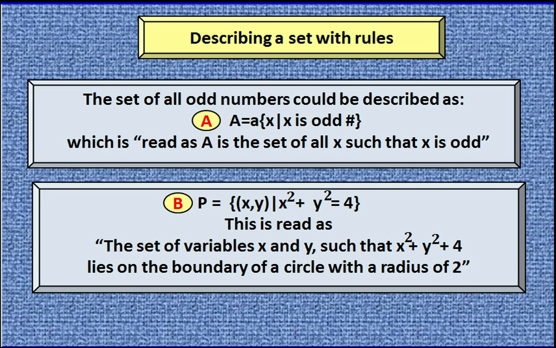The set of all odd numbers could be described by the formula at A, which is read as A is the set of all x such that x is odd. A rule can also be a formula like the one at B, which is read as the set of variables x and y, such that x squared plus y squared equals 4 lies on the boundary of a circle with a radius of 2.